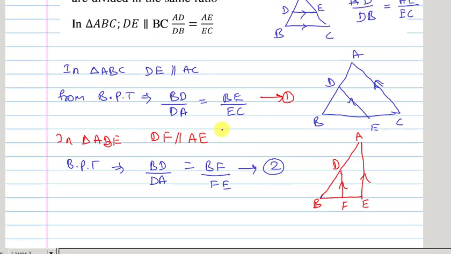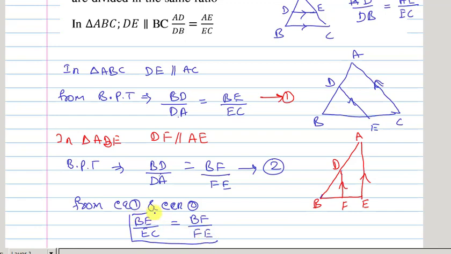If you observe the first and second equations, in both equations the LHS parts are equal. As the LHS are equal, we can equate the RHS also. So from equation 1 and equation 2, we can write that BE by EC is equal to BF by FE. This is what we were required to prove. Hence we proved it.